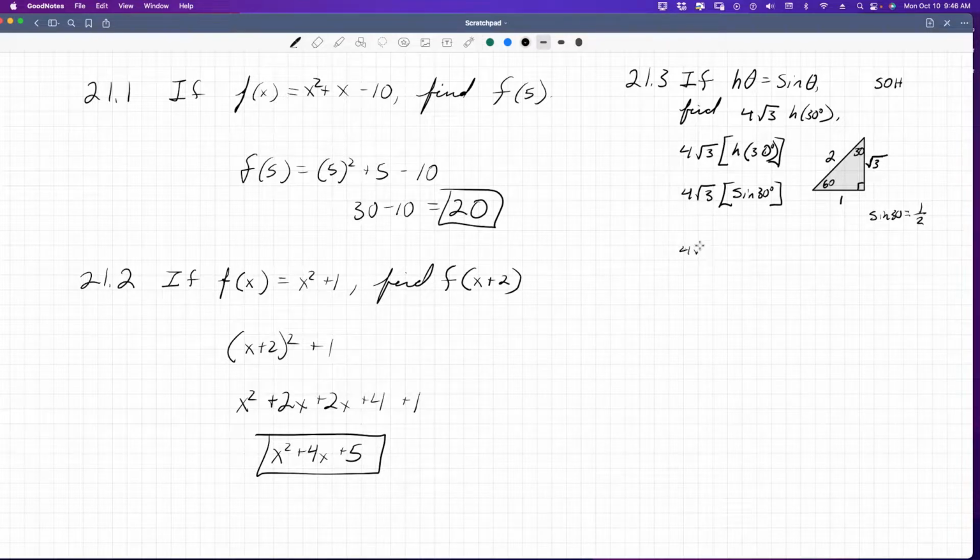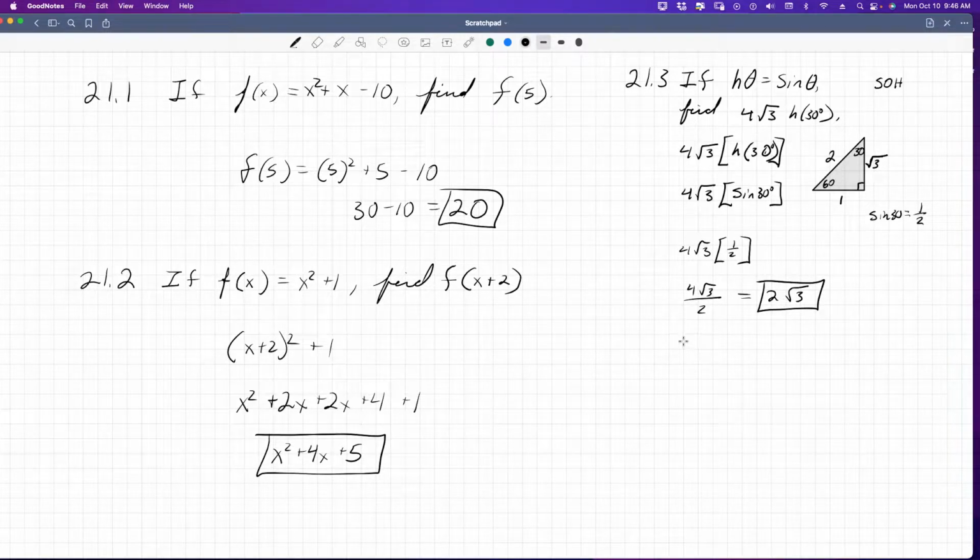So 4 times the square root of 3 times 1/2 would be 4 times the square root of 3 over 2. And that is going to be reduced. 4 divided by 2 is 2, so that is going to equal 2 times the square root of 3, and that would be your answer.